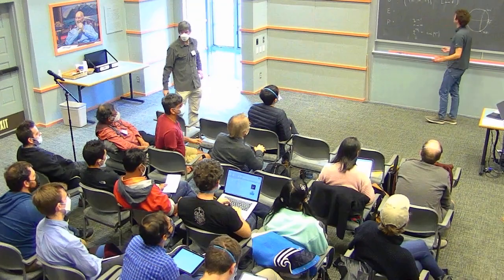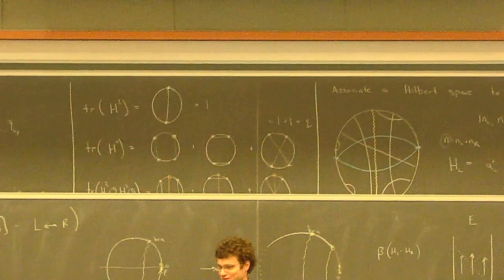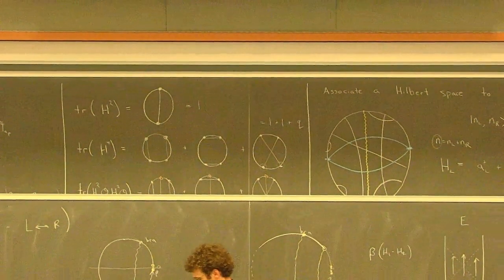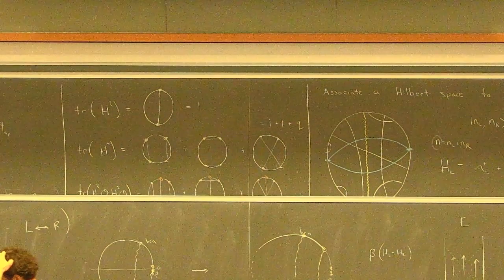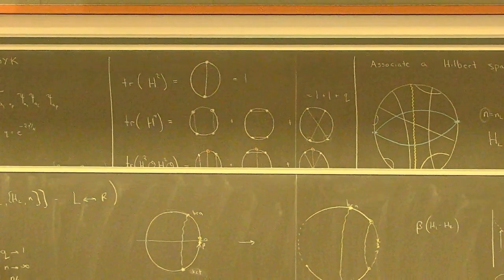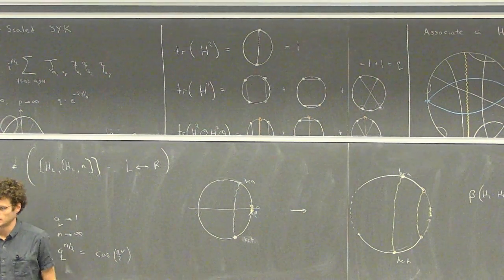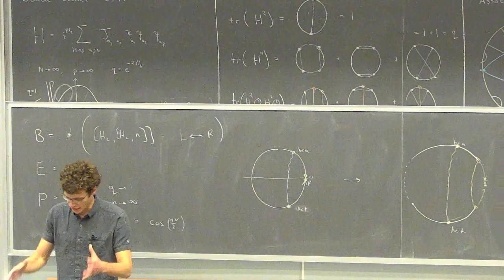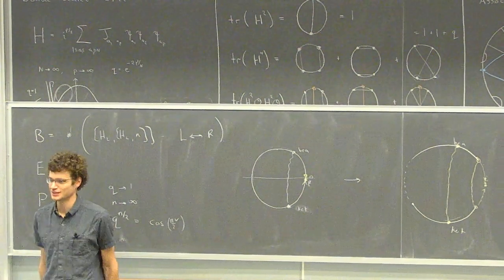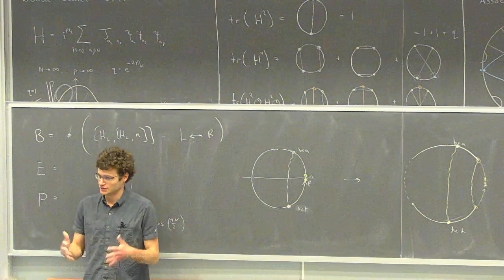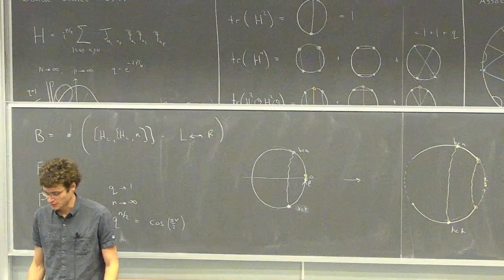So why isn't it broken? Why do we have this SL2R that persists even at finite temperature? So in the standard SYK model, you don't. But in the large P SYK model, you do. And somehow that model continues to have this SL2R symmetry of the fake disk. So it's like a different SL2R, but continues at all temperatures.